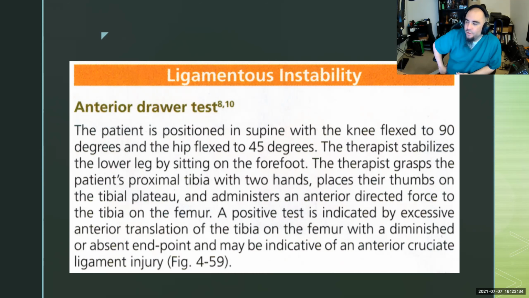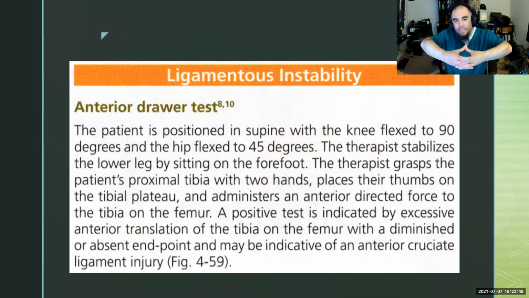You both are going to have the same position. Patient's going to be supine, knee flexed to about 90 degrees, and the hip flexed to about 45. You typically sit on their foot while it's on the mat. You grab a hold of their tibia, right? So you get a nice firm grip on the tibia. And if you're doing the anterior drawer test, you pull it forward towards you. If you're doing the posterior drawer test, you push it back away from you.